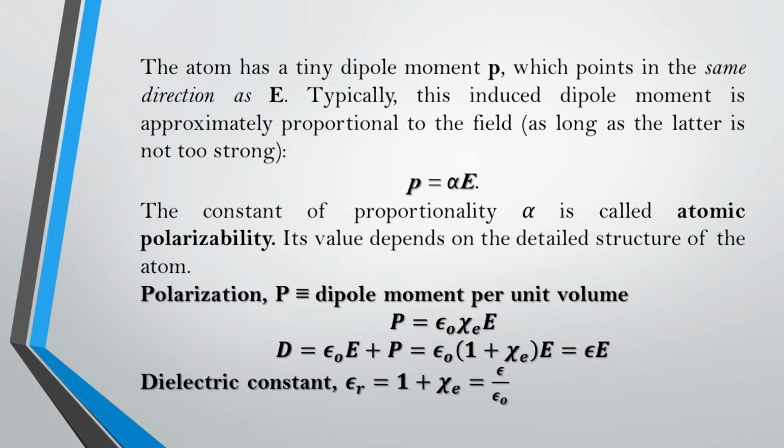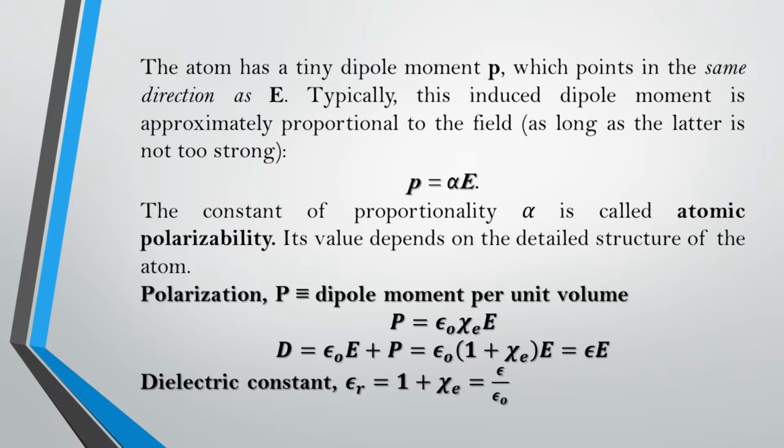Again, this proportionality holds only when the electric field is not too strong, and the materials which obey these relations are called linear dielectrics. Now here capital E is the total field. So suppose the dielectric is placed in an external field E0, but we cannot compute capital P directly from the equation P is equal to epsilon 0 chi E.